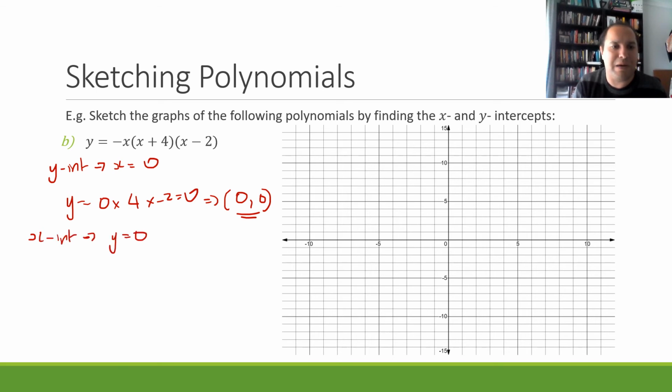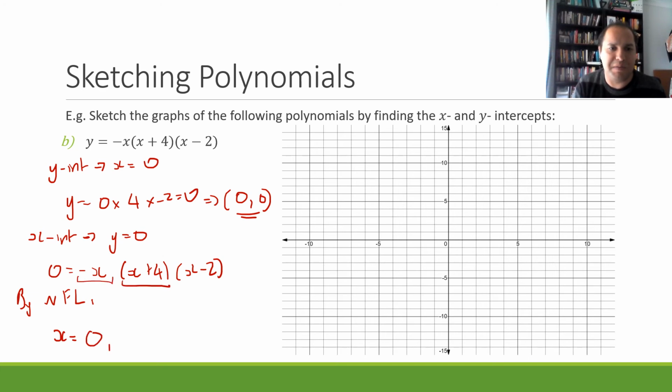So that should also be one of our x-intercepts. For our x-intercept, y equals 0, so 0 equals -x, x plus 4, x minus 2. Once again, using our null factor law, each of those factors could be equal to 0. So x could equal, from that term there, 0, from this term here, -4, from this term here, +2. So our x-intercepts are 0, 0, -4, 0, and 2, 0.